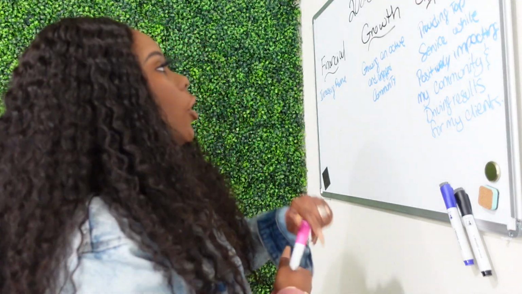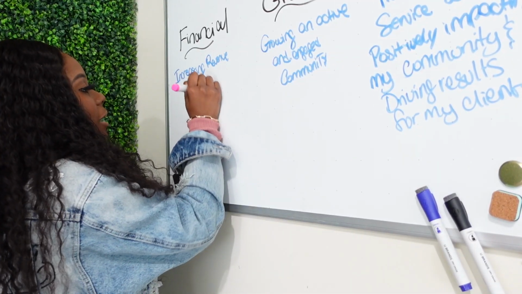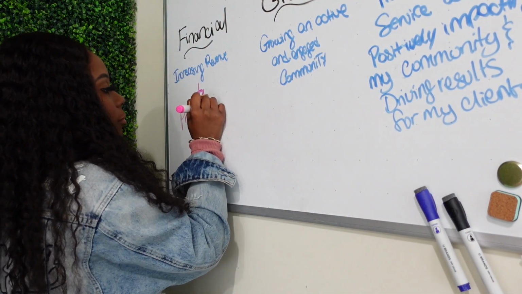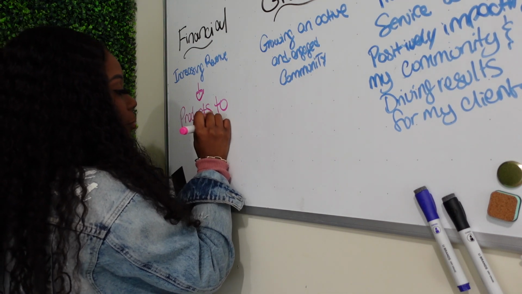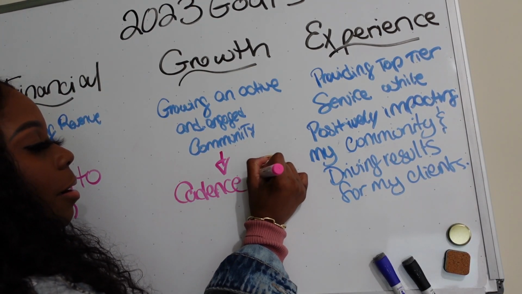The financial, growth, and experience goal categories translate into your content strategy tremendously, okay? The reason why, and hear me out, is your financial goals are going to help you understand what products or what offers you should be pushing the most during the quarter, right? And then your growth goals are going to identify the cadence in which you need to be pumping out content.